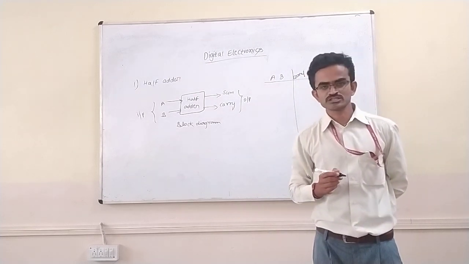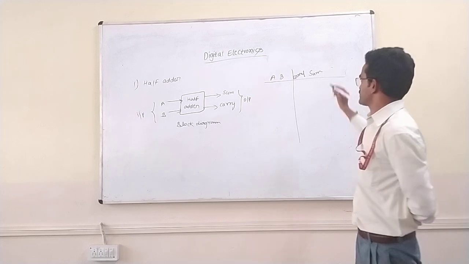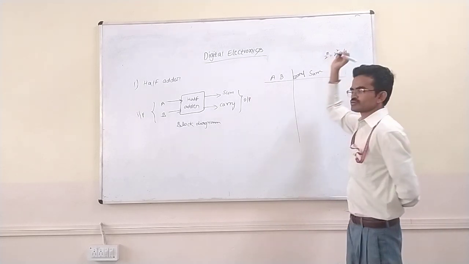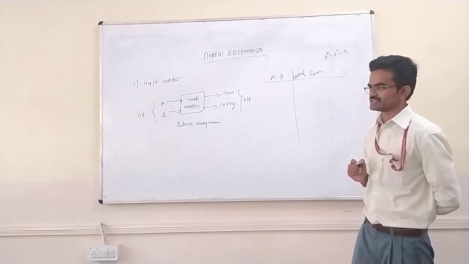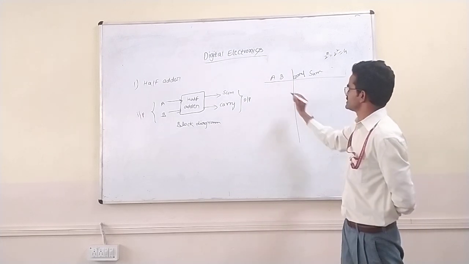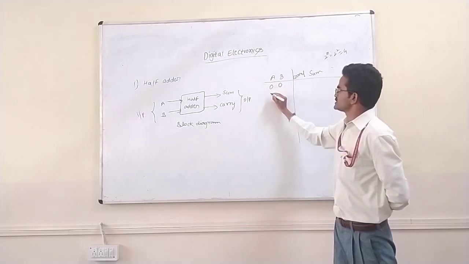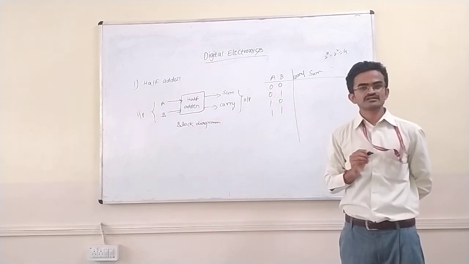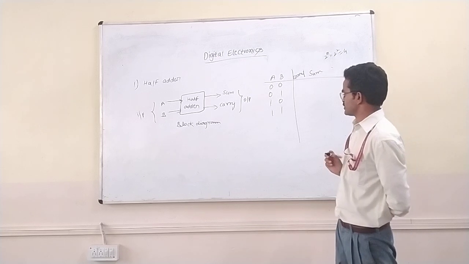So in total, how many possible combinations? 2 to the power of n, so 2 to the power of 2, which is nothing but 4. There are 4 possible combinations. So what are the 4 possible combinations? The first one is 0 0, 0 1, 1 0 and 1 1. These are all the 4 possible combinations.